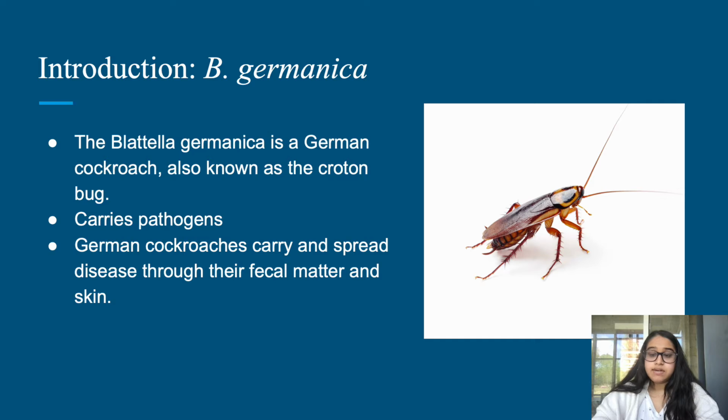However, instead of the P. americana, today we will be focusing more on the Blattella germanica. The Blattella germanica is a German cockroach, also known as the cotton bug. It is a species of small cockroach, typically about 1 centimeter long. It is distinct in the way it has 2 dark, roughly parallel streaks on the pronotum running from behind the head to the base of the wings.